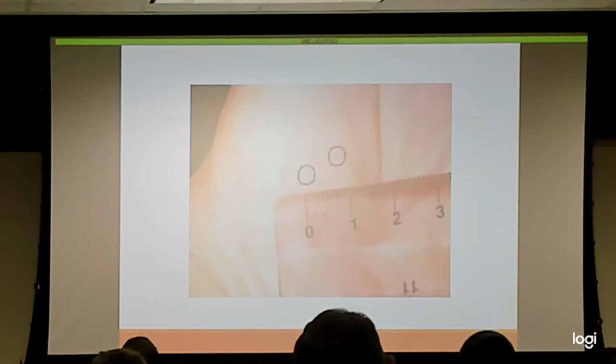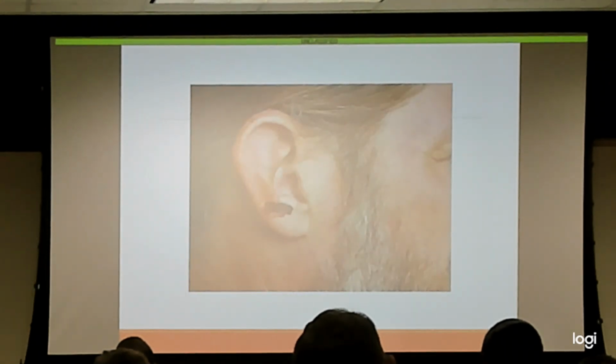Right there, they're showing you a bat bite. I don't see anything, okay? But it's a bat bite. This guy got bitten here.